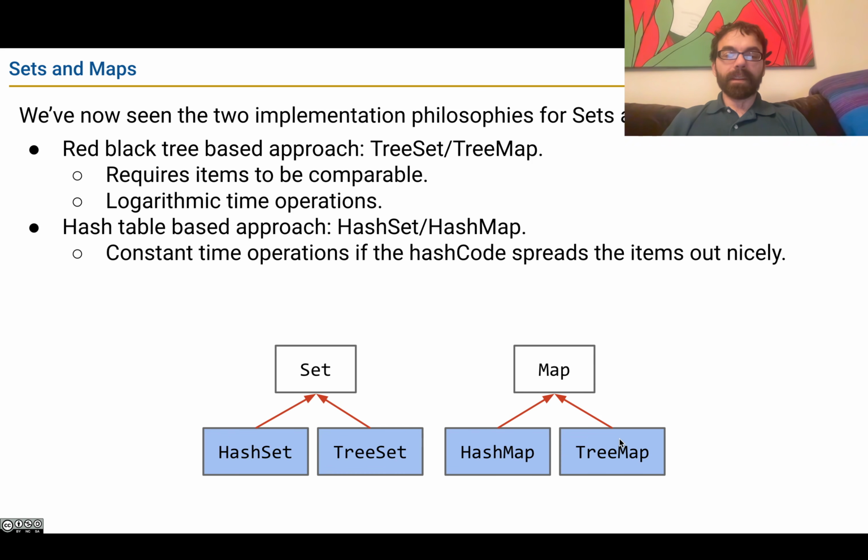These tree-based approaches required that our items could be compared, because we have to have a notion of less than to say that all the items on the left are less. And we also found that the operations were, worst case, log time.